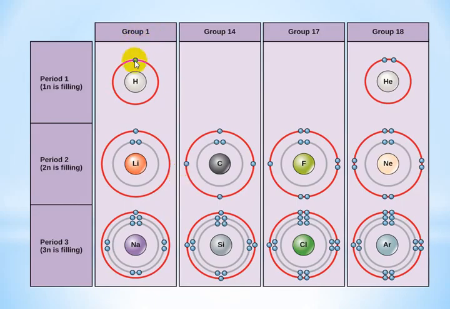Here, group 1 has 1 valence electron in the first energy level in period number 1. Period number 2 has 2 energy levels and 1 valence electron in the second energy level. Period number 3 has 3 energy levels and 1 valence electron in the third energy level. Group 14 has 4 valence electrons here, and so on. Group 17 has 7. Group 18 has, except helium, which has 2 only, 1, 2, 3, 4, 5, 6, 7, 8, and so on.